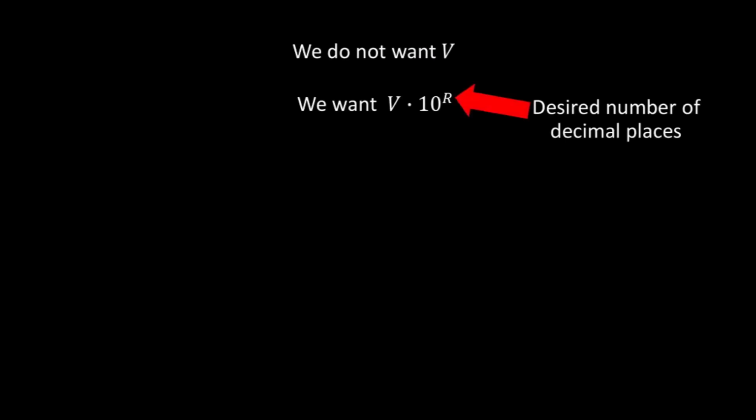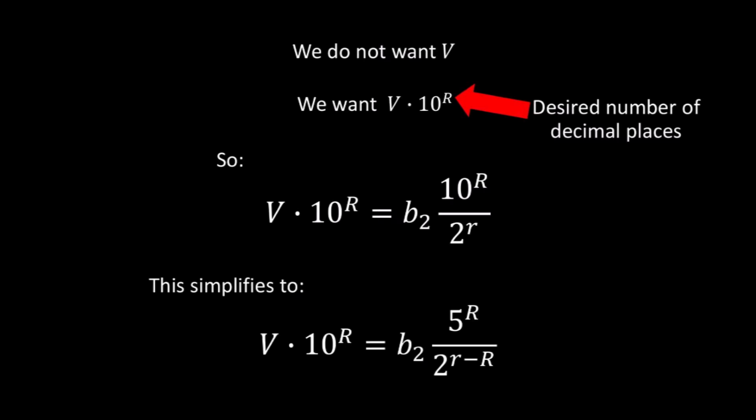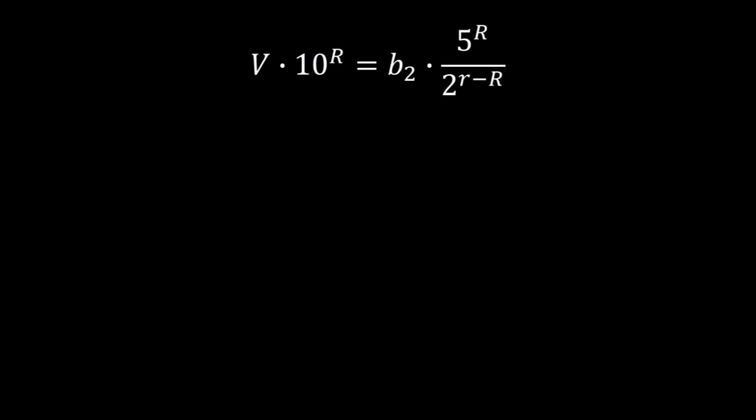So the trick is, we do not want v. Instead, we want v multiplied by 10 to the power of capital R, where capital R is the desired number of decimal places in our result. If we plug that into our equation from before, then we have v times 10 to the power of capital R equals b2 multiplied by 10 to the power of R divided by 2 to the power of r. And this simplifies to this. All I have done here is divide the top and bottom of the equation by 2 to the power of capital R.